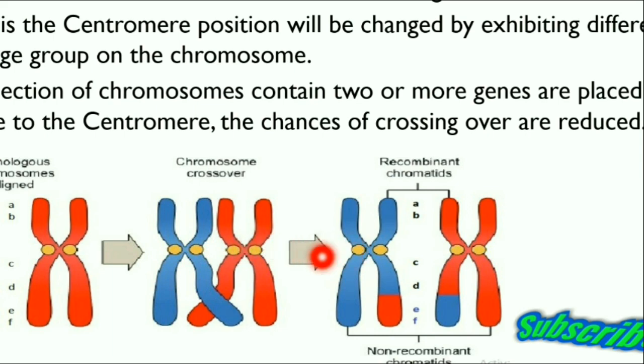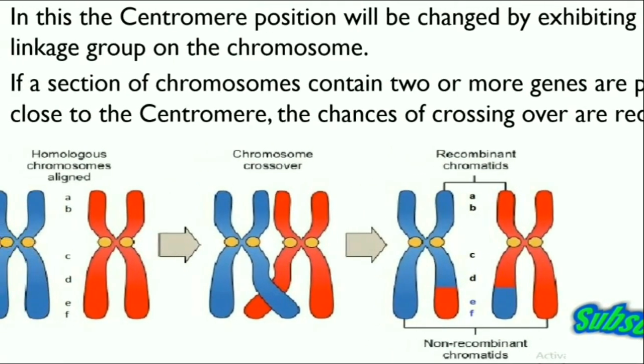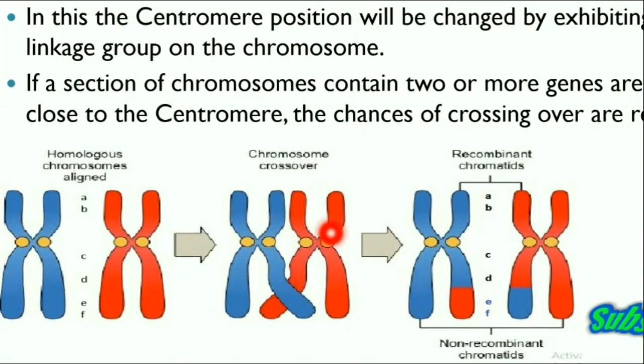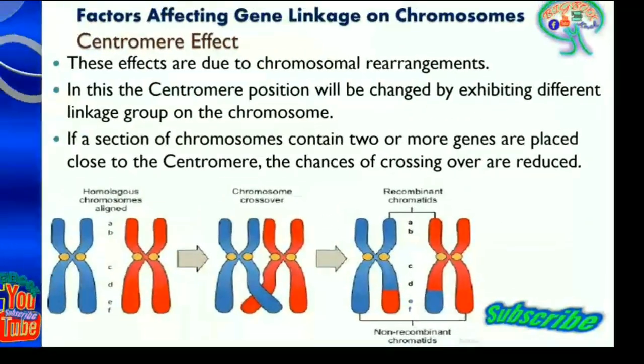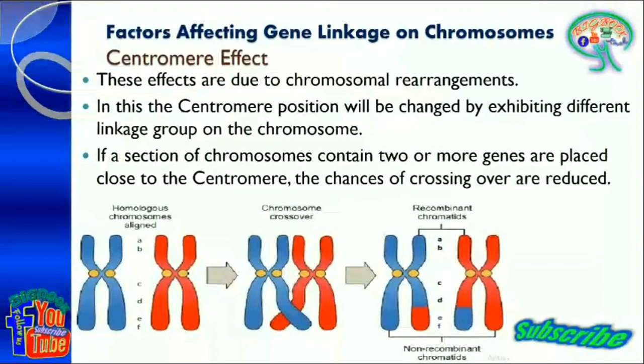Now here, whatever genes are present near the centromere are not going to take part in the inheritance. So the linkage of the genes present near the centromere is high, and the parental combinations of these linked genes nearby the centromere are going to be inherited as they are. So this is the centromeric effect.